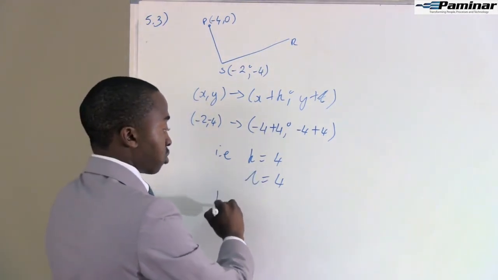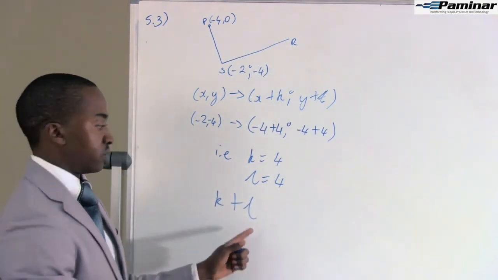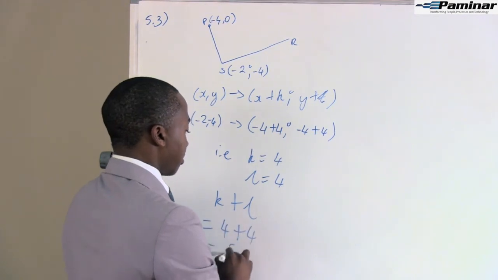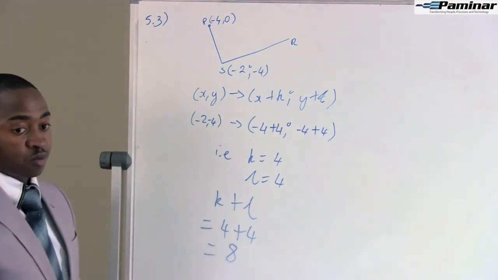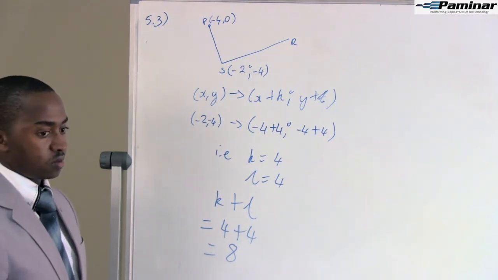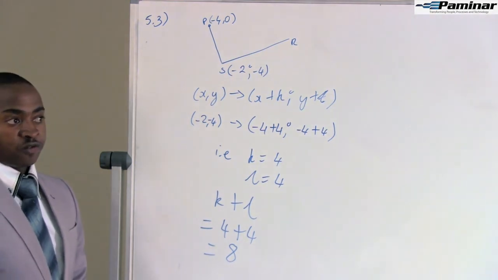Okay, then the question is, what's the minimum value of k plus l? So k plus l is 4 plus 4. And that minimum value for our graph to be able to move into the first quadrant is 8. Okay, and that will be question 5 done.